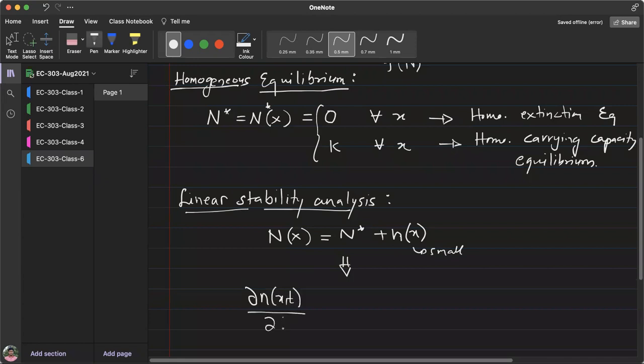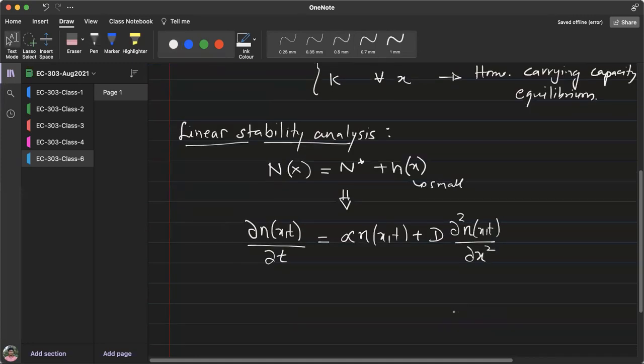The rate of change of the perturbation at each location is given by alpha times f prime at n star, times n of x comma t, plus the diffusion of the perturbation. So we derived this on Saturday's class. This is an approximate equation because it's a linear approximation. We are assuming that n is sufficiently small that I can ignore the higher order terms. This is what we found.